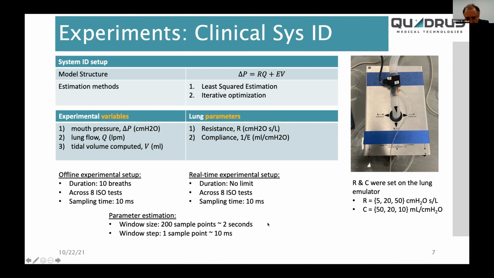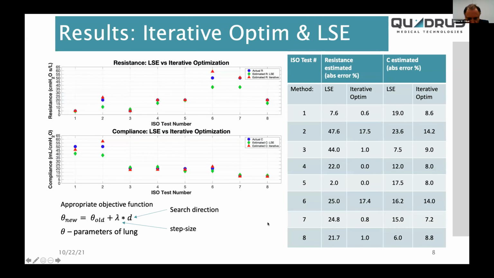Let's move on then. So now I will talk to you about the results of what we have achieved from there. First, we did the offline experimental setup. We applied iterative optimization and least square estimation. On the left side, you will see 2 graphs that depict the results which we have got. The first graph on top compares the resistance to the isotest number, and the second one is the compliance to the isotest number.